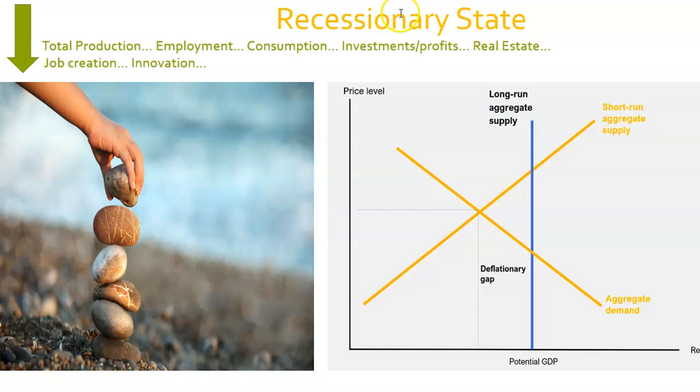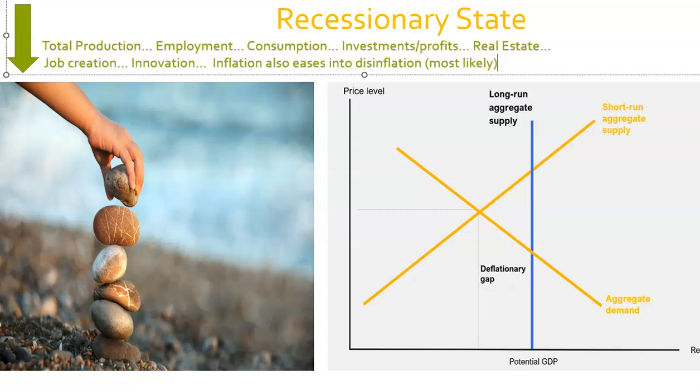So again, what's a recessionary gap? Everything is going in the wrong direction, except maybe for inflation. And maybe we should put that here. Inflation also eases into disinflation, most likely. Okay, I'll put down most likely. You're looking at a disinflationary state. And what is a disinflationary state, if you recall? It means the rate of inflation is slowing down. So everything is going backwards and prices are cooling off too, because there isn't as much buying in an economy and there isn't as much friction, there isn't as much production going on in the economy.